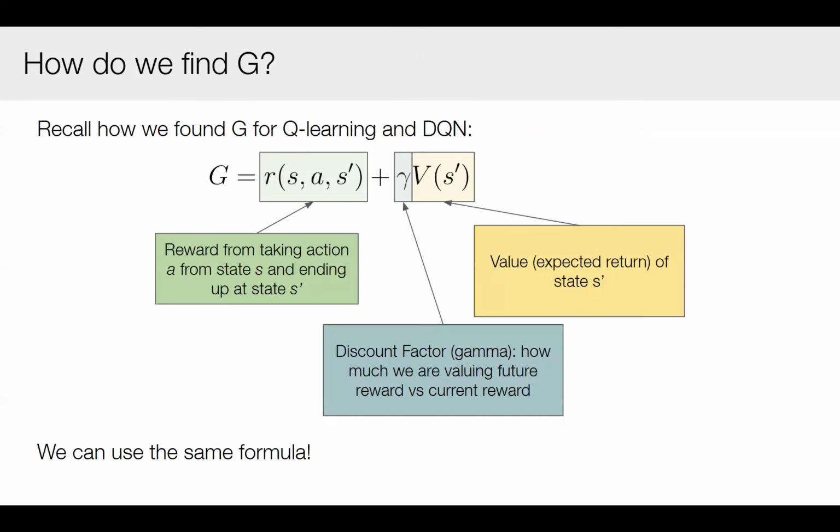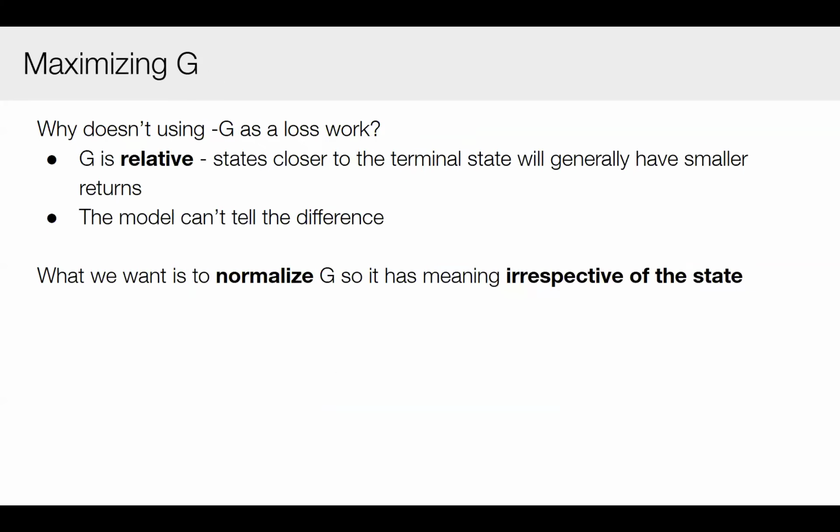But we're not quite there yet. So if we just negate this and attempt to minimize it, which is basically equivalent to maximizing positive G, right? That's intuitively what we want. But we can't exactly use that as a loss. And the reason for that is because G is relative.